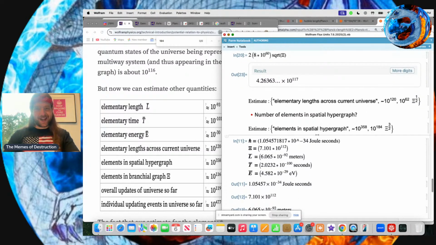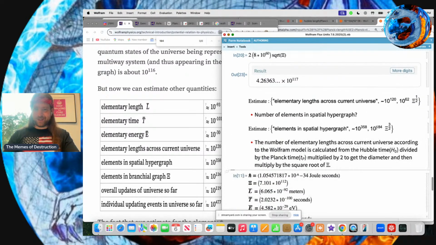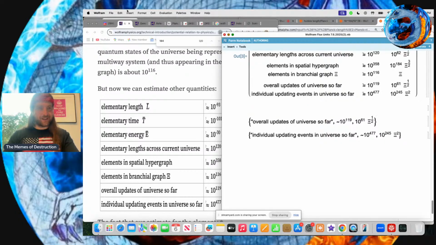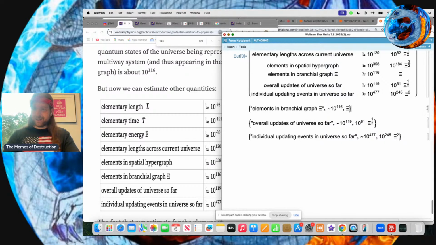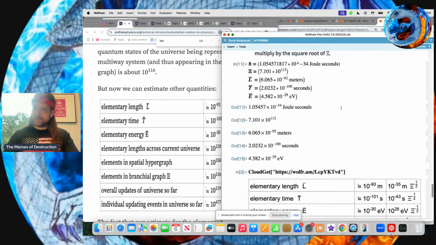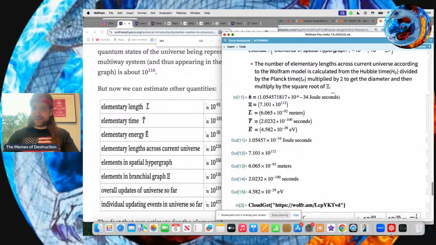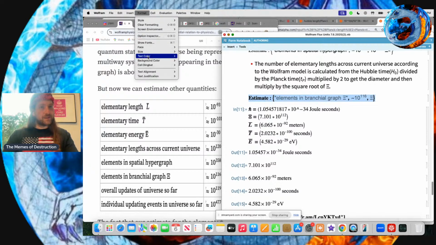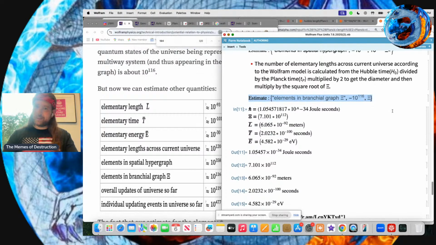I don't have that, but we can go through here. And then we have elements in the branchial graph. It's just literally this. Oh, edit. Want the cell. Okay, plug our cell in there. Format face button.